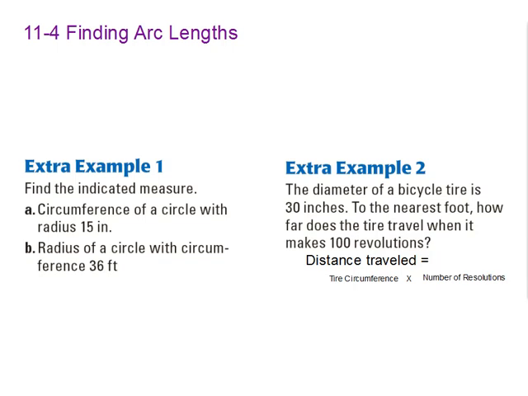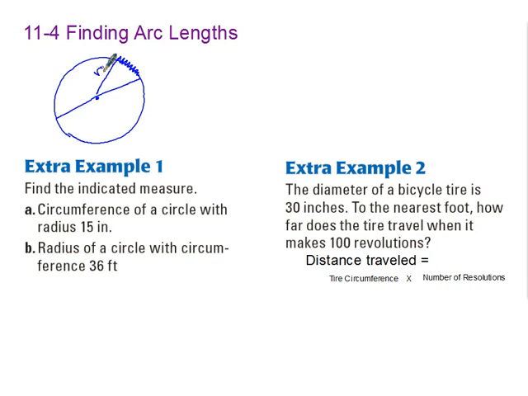Today we're looking at 11.4, finding arc lengths. An arc length is a part of a circle. So you have the center of the circle, you have the diameter through the center, you have a radius, and the arc length would be finding the length between 2 points on the circle.